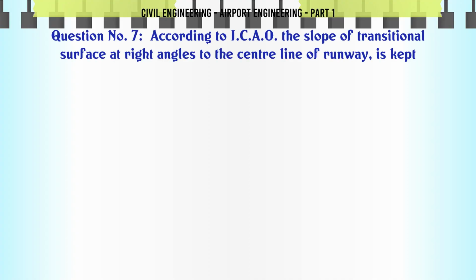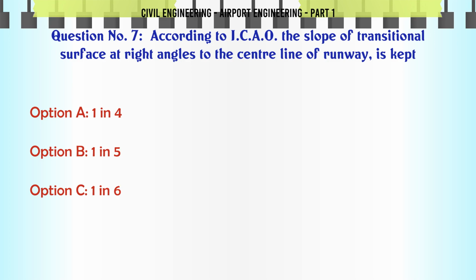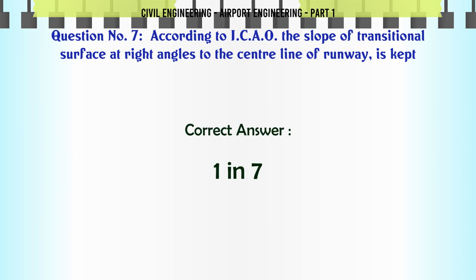According to I.C.A.O, the slope of transitional surface at right angles to the center line of runway is kept A. 1 in 4, B. 1 in 5, C. 1 in 6, D. 1 in 7. The correct answer is 1 in 7.